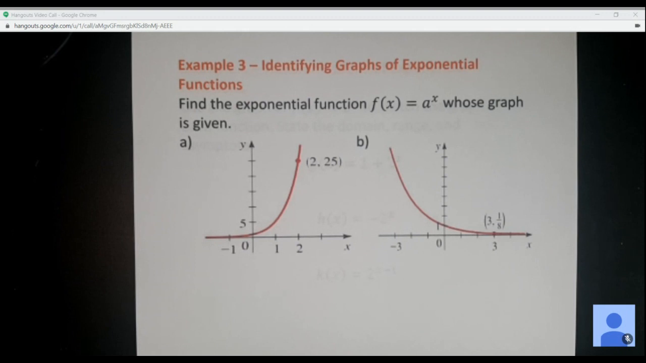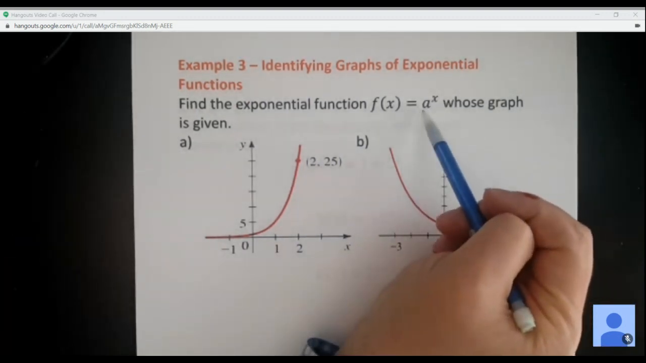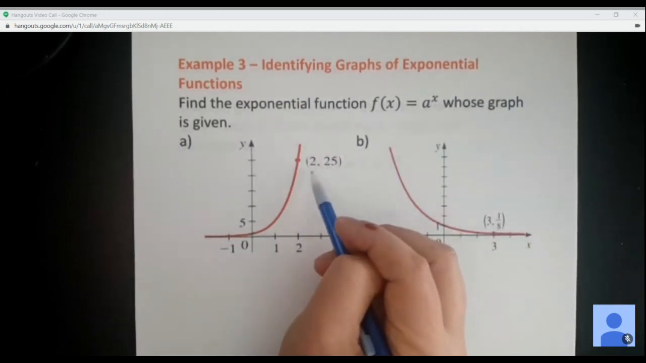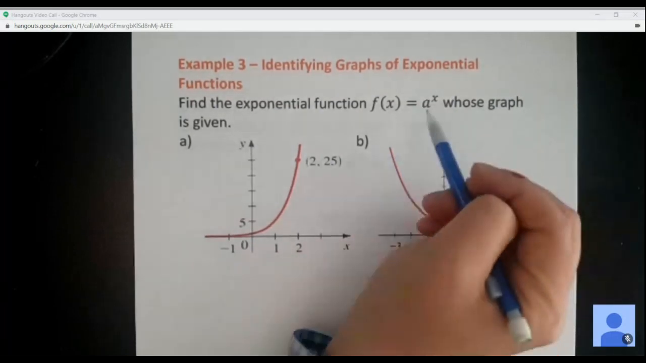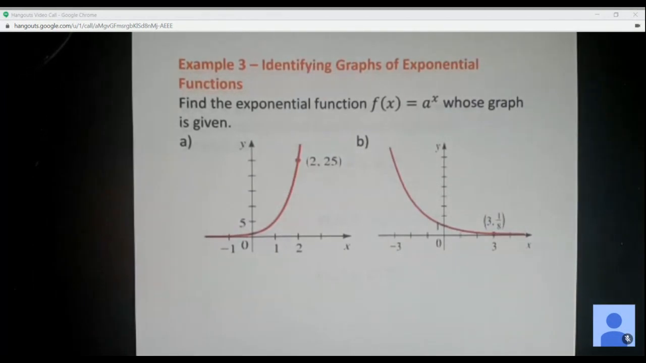All right, so if we look at this first one, we know we're trying to get a function of the form a to the x power. And this time they actually give us a point that's on our graph. So what do you think we might be able to do this time if I'm trying to find this function given that point right there?